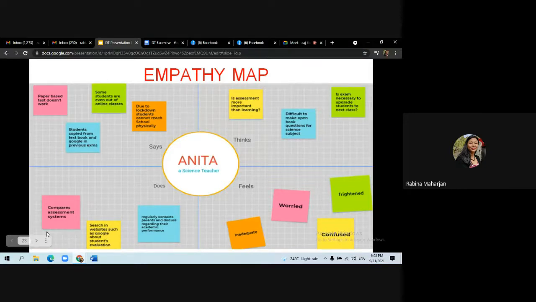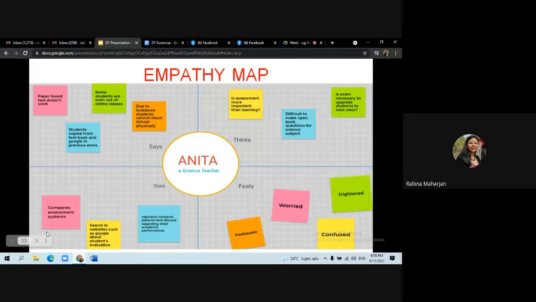In this situation, she is doing certain activities, like comparing assessment systems. She is doing certain research on assessment systems, and she is searching certain websites and Google about students' evaluation. How can she prepare good assessment tools for our students? And she has been in regular contact with the parents and discusses their academic performance also.